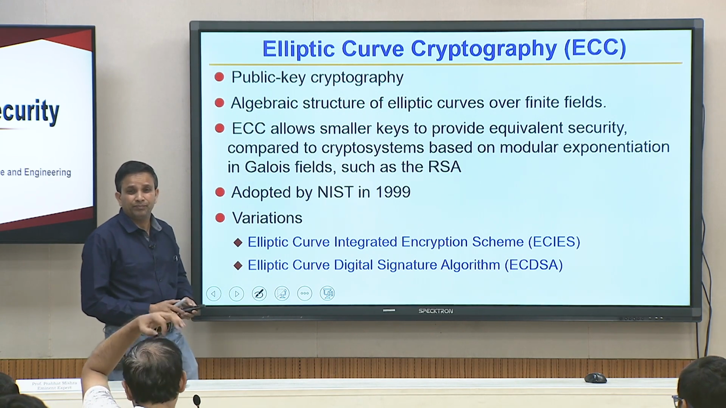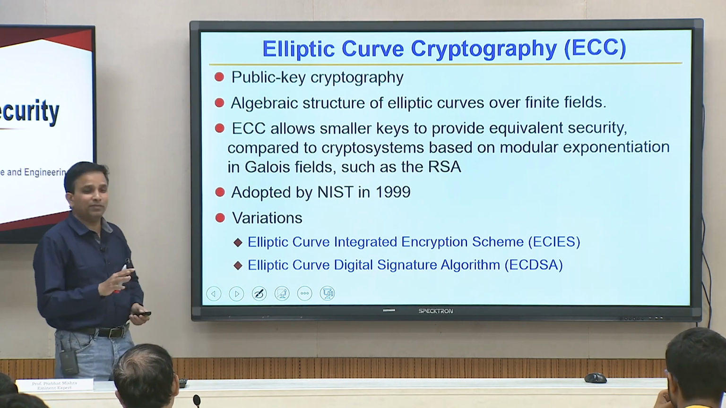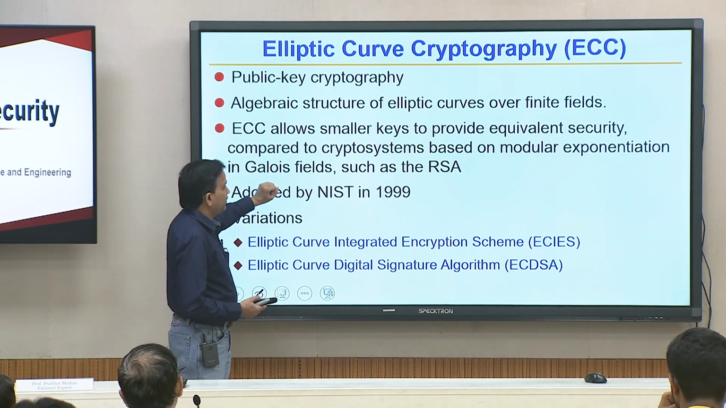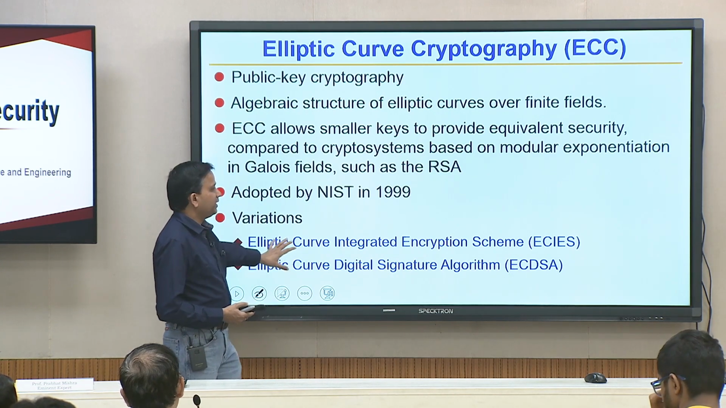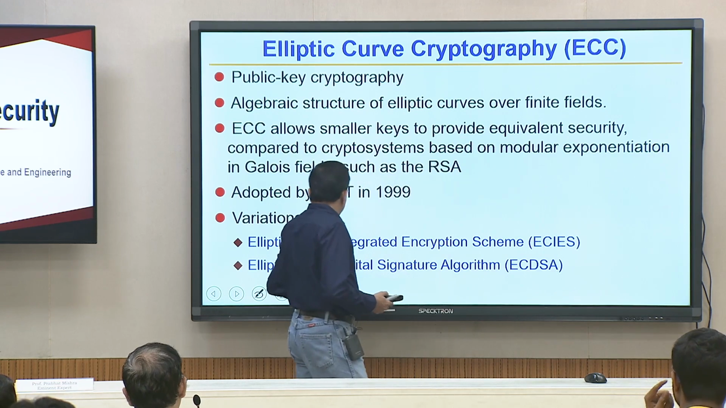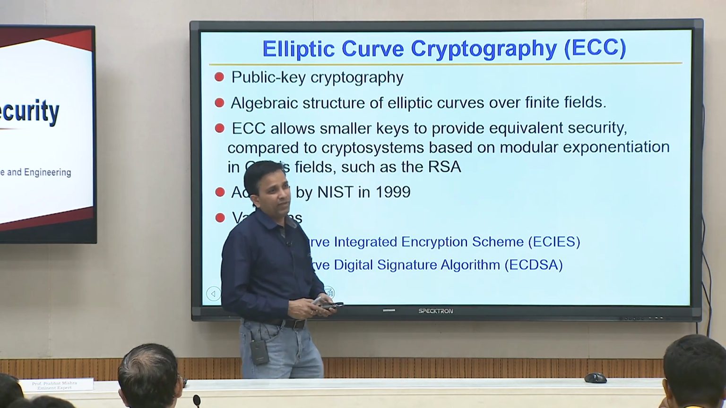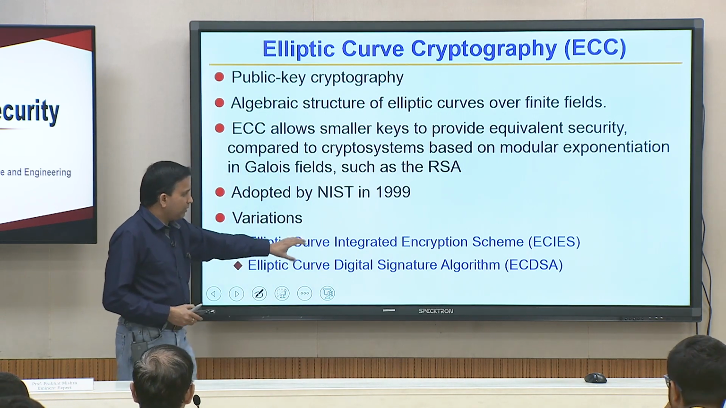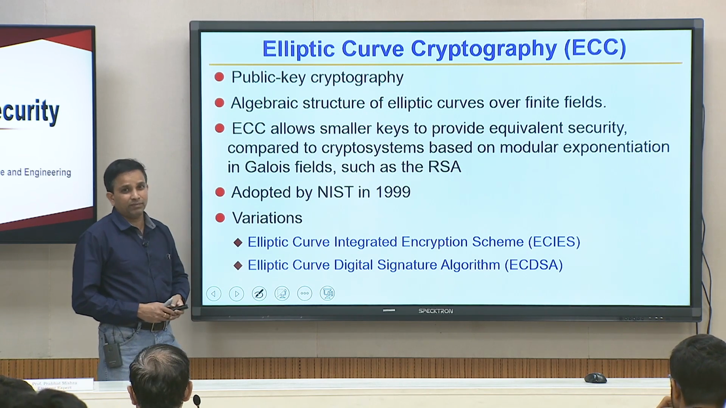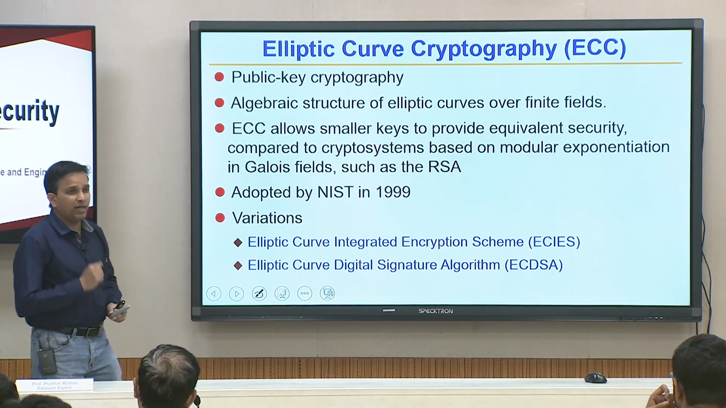So what is the plain text? What is the key? I will come to that after the break. Elliptic curve cryptography has two variations. One is the encryption one, the elliptic curve encryption scheme, and the second one is the signature scheme, DSA, which is authentication, the sign and verify scheme. When I talk about the encryption scheme, we will talk about the message and key and all that stuff. Thank you, and we will talk about it after the break.